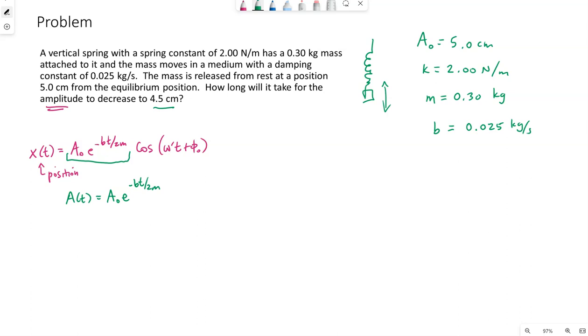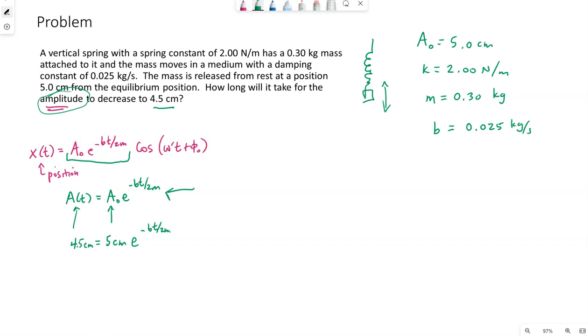All right, so since this problem is asking us about how the amplitude is changing, we specifically only need to look at this amplitude as a function of time equation. So A naught, we know, is 5 centimeters. We're trying to find the time at which the amplitude is 4.5 centimeters. We know B, we know M, so T is our only unknown.